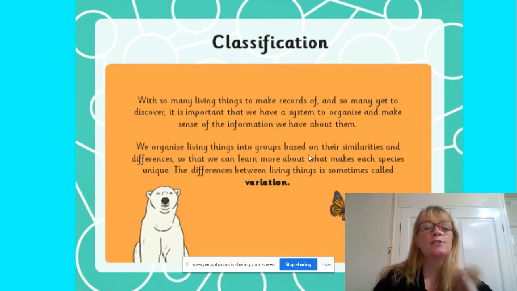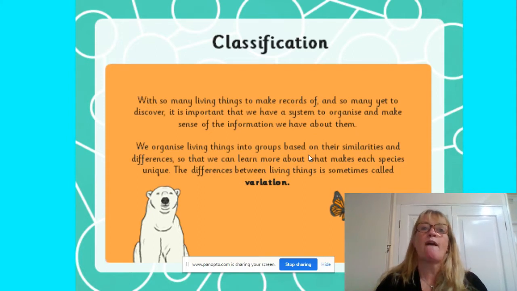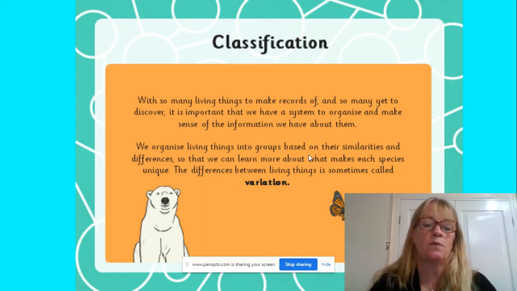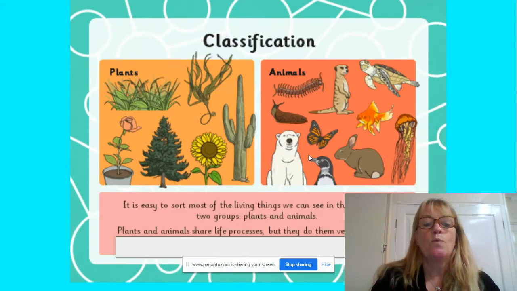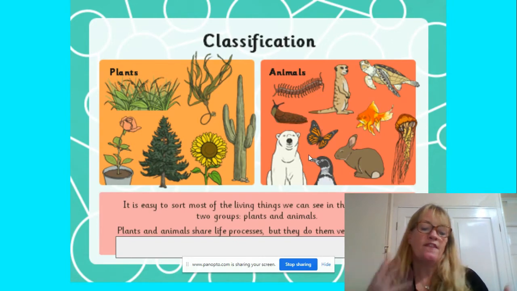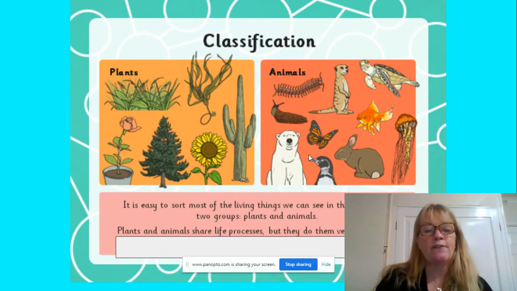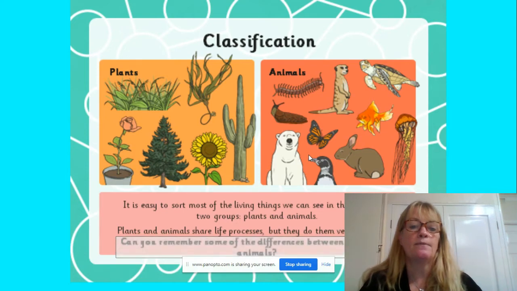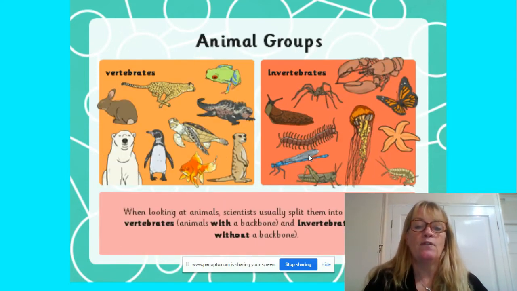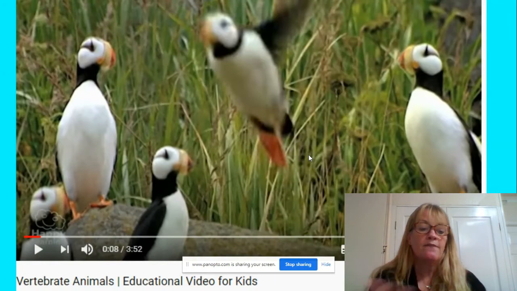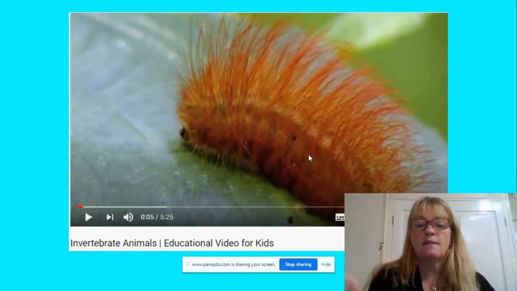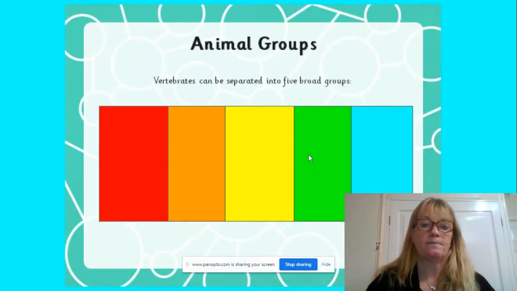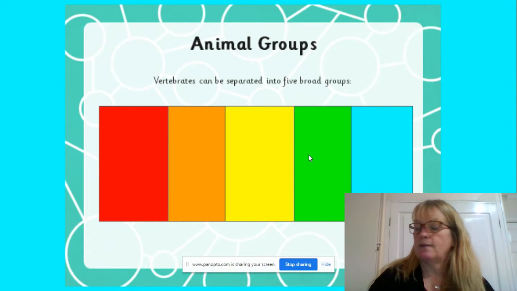So this page just explains to us that the differences between living things is sometimes called variation. So that's a nice scientific word for you to find out, that variation. So we then talk about animals and plants, and have a little think about how they are different and how they're similar. And then we move on to different groups of animals. There's a video then for you to have a look at, and that talks about vertebrates, and then there's another video about invertebrates. And then it talks about the different groups.